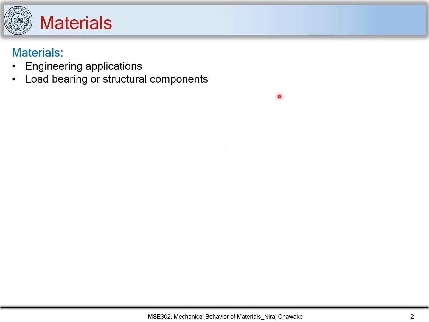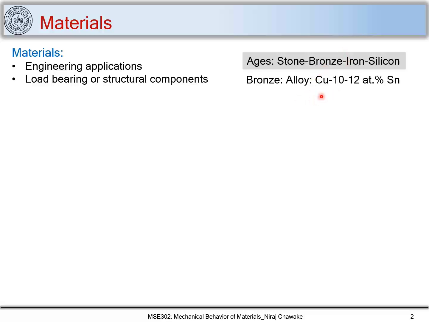You are aware that we have used materials in different ages, and based on those materials, those ages are also named. Those are Stone Age, Bronze Age, Iron Age, and Silicon Age. So what is bronze? Bronze is an alloy of copper with 10 to 12 atomic percent of tin.